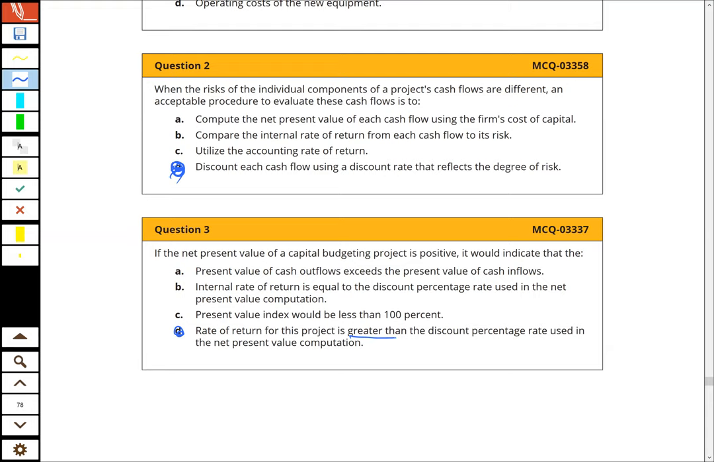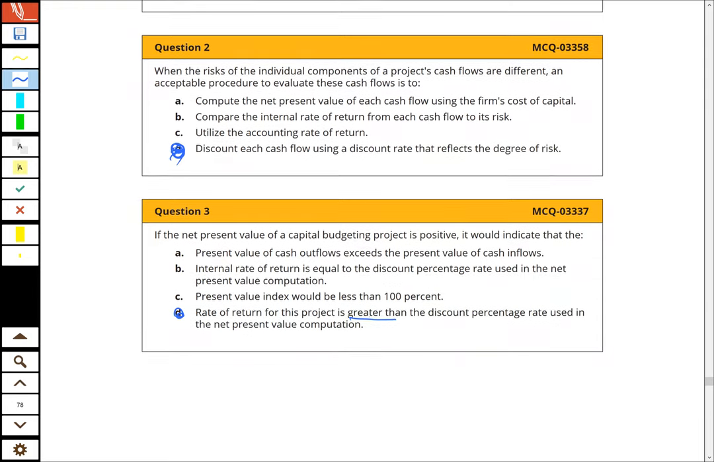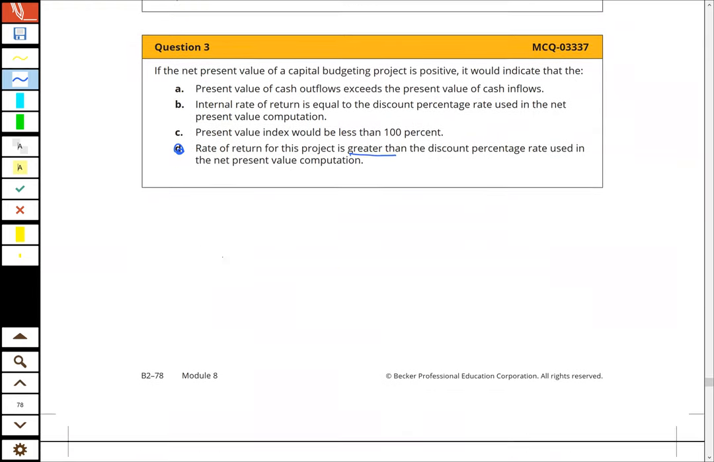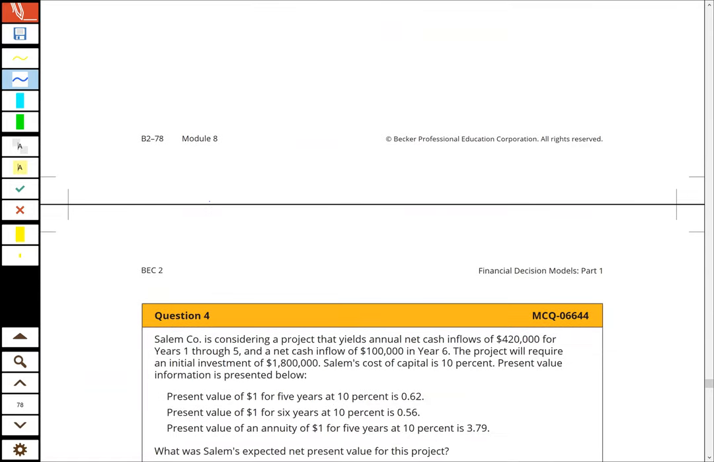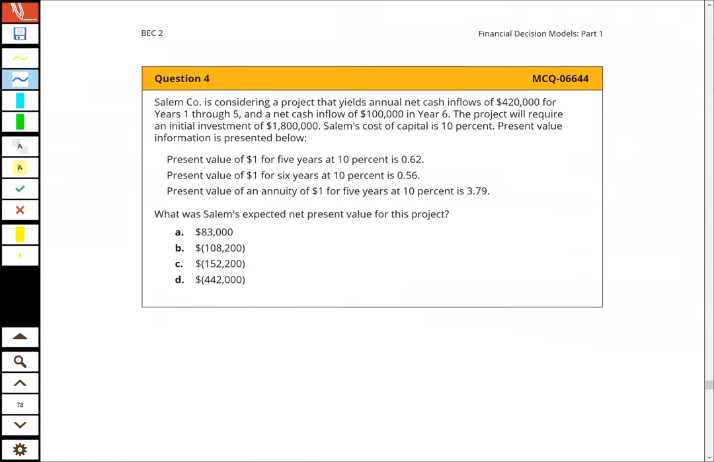The discount rate is a rate that management comes up with. Maybe they use the capital asset pricing model to come up with what their return needs to be on a project. But that's something that management determines. They come up with that and then they use that rate. And if it's positive, that means the rate of return is greater than that discount rate. Okay, all right, good. Let's look at question four.